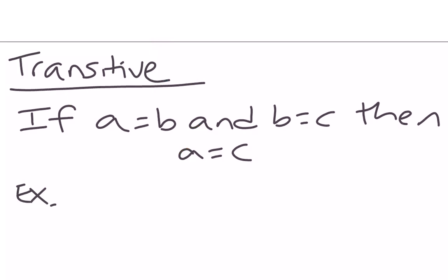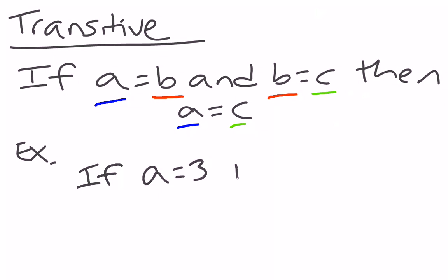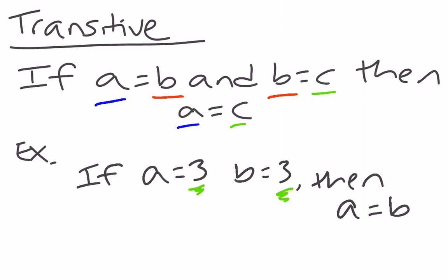So RST. T has to do with three things. So if you have A equals B and B equals C, then that means that A is equal to C. So for instance, if A equals 3 and B equals 3, then A equals B. Since they were both equal to the same thing, you can use the transitive property to say that they're equal to each other, which will be super helpful when we do things with angles.